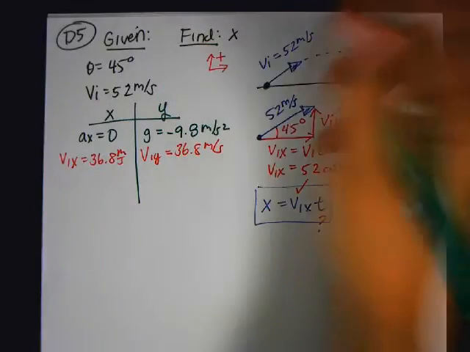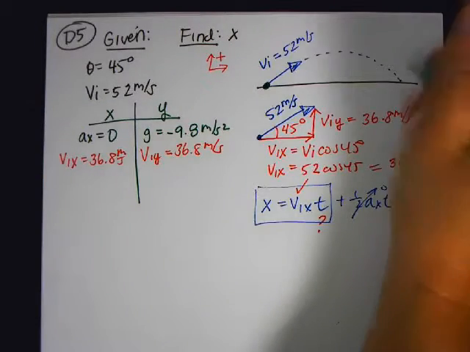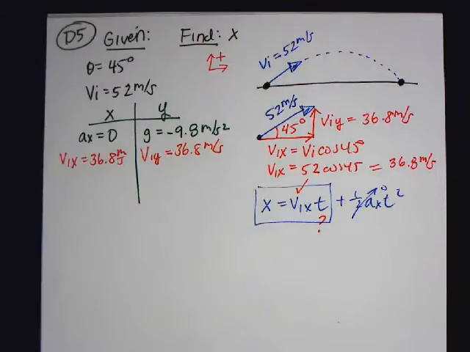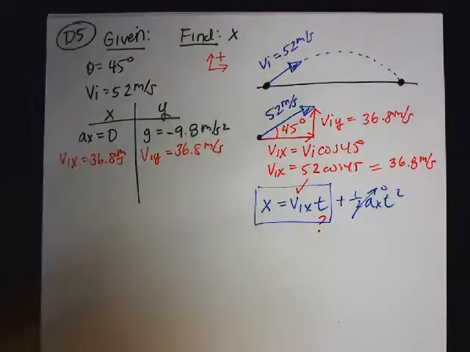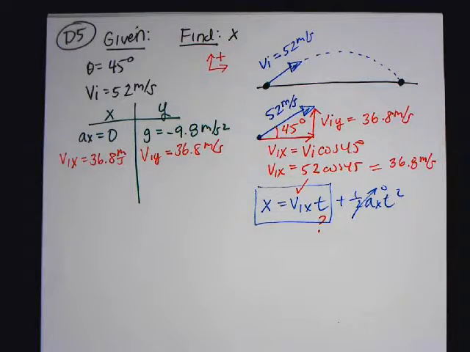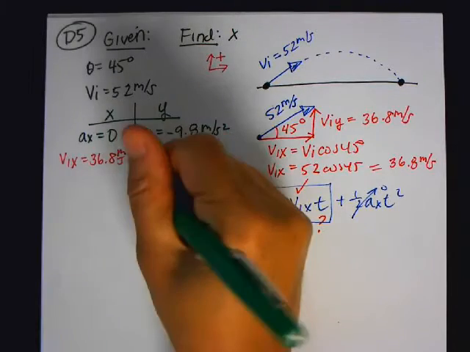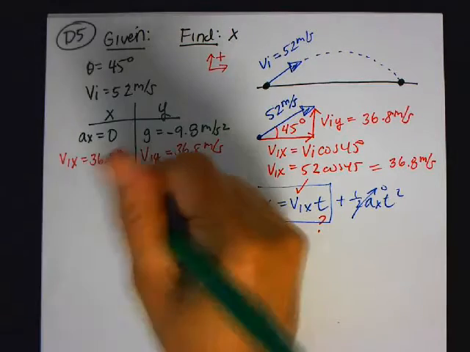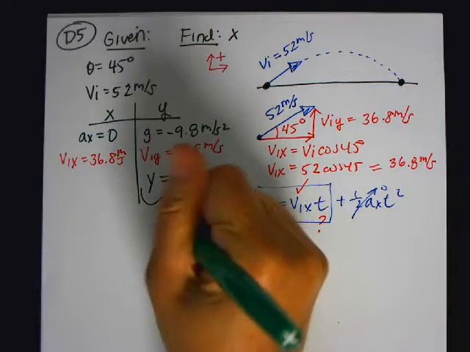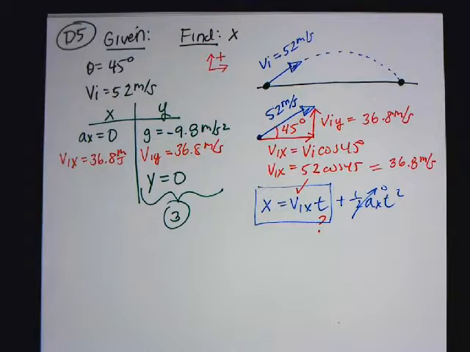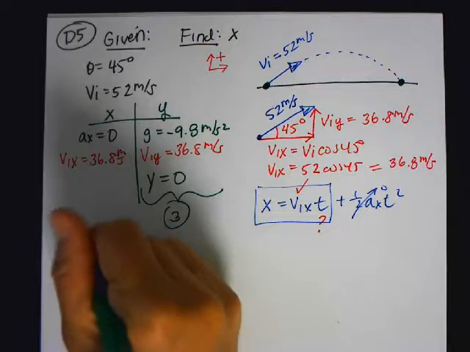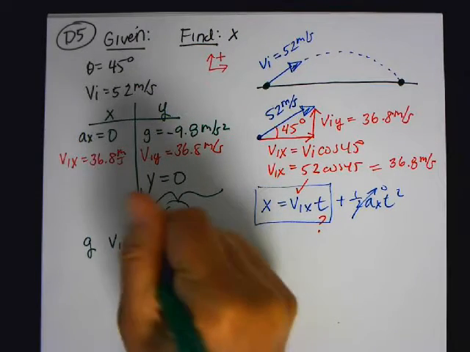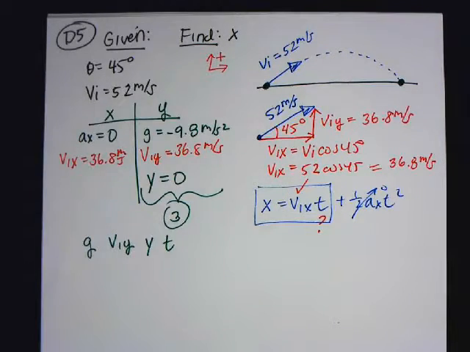Now let's look at this. This is where I start. This is where I end up. Am I at the same level that I started from? Yes. So y is equal to 0. From where I start to where I end up, the vertical displacement is 0. So now I have three things. So I have little g, I have VIY, I have y, and I want to find t.